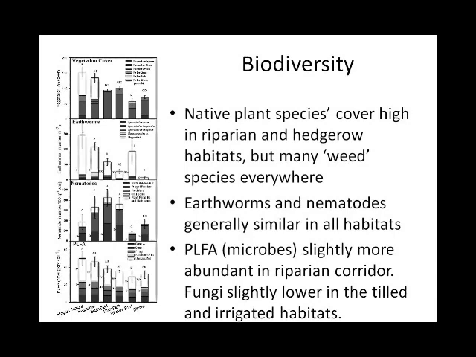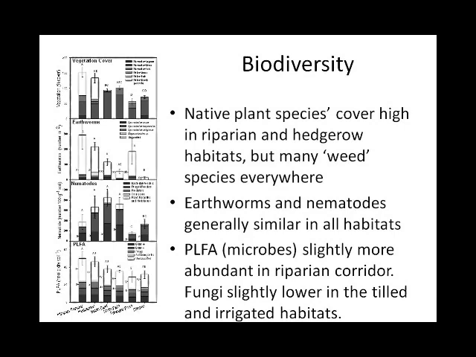And what we found was that bacterial feeding nematodes were pretty dominant in most of the situations. Some plant parasite and herbivore nematodes in the non-irrigation habitats. But surprising, very few predators and omnivores, the higher trophic levels, even in the riparian corridor and the hedgerows, which are less disturbed.